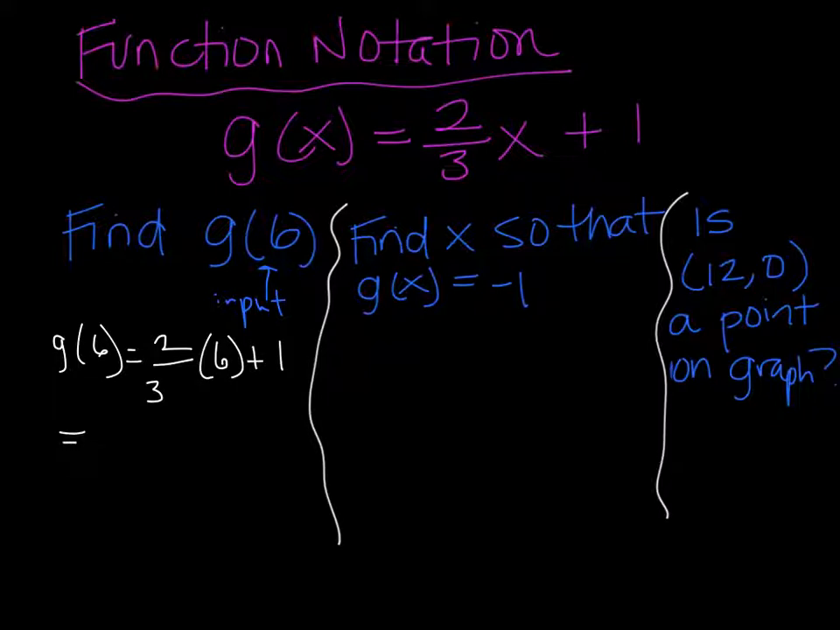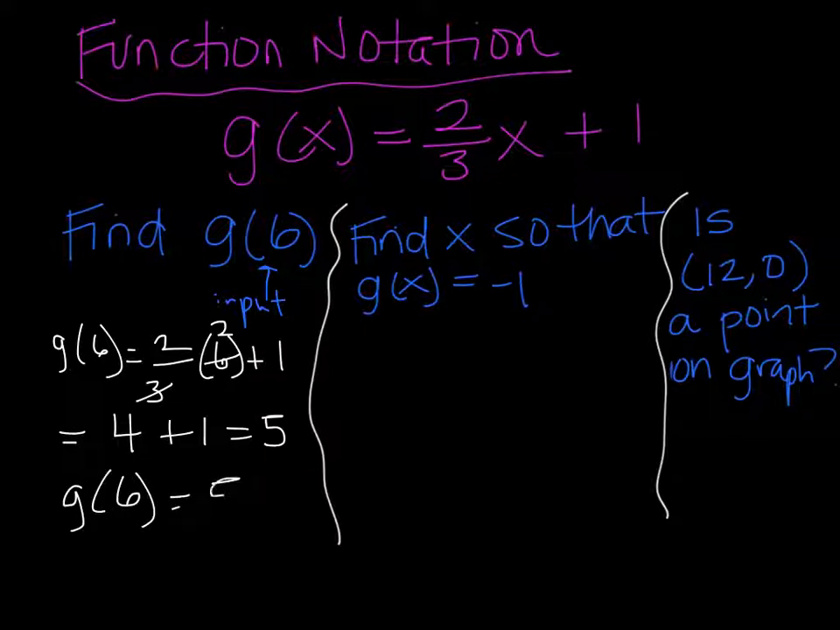So 2/3 of 6, so this can cross reduce. We end up getting a 4 plus a 1, so we end up getting a 5. It's kind of important the way we write our answer for this one. We don't want to say g of x equals 5 because that's not true. We only get a 5 as an output when we plugged in 6 as an input. So the proper way to write our answer would be to say g of 6 comes out to be 5. That would be function notation.